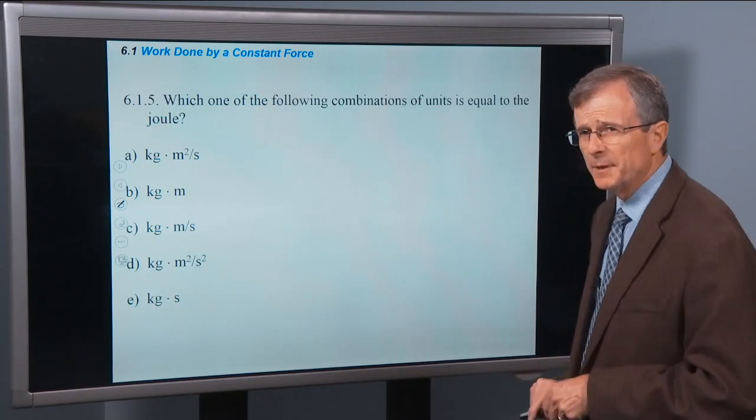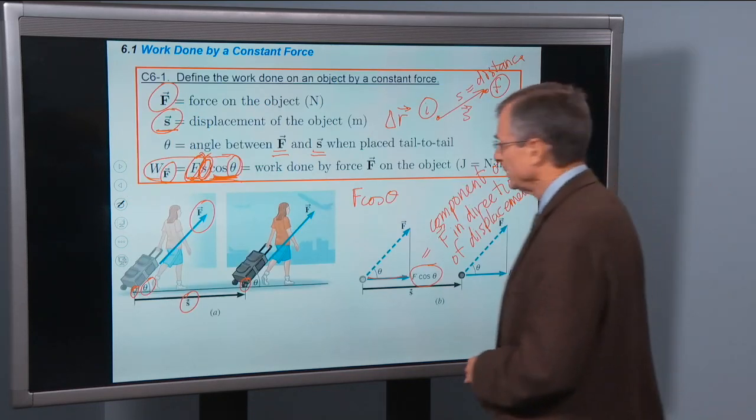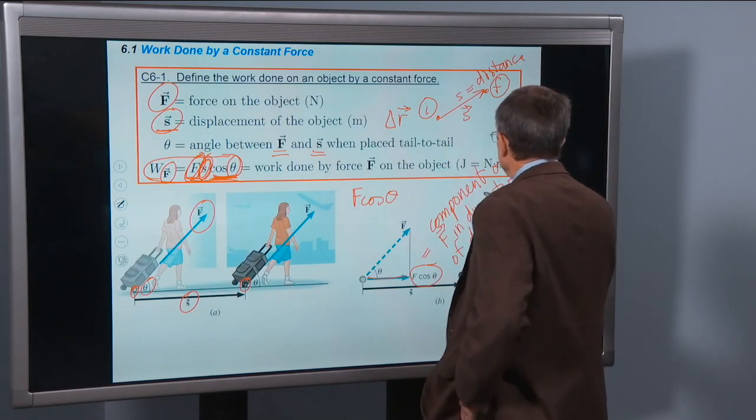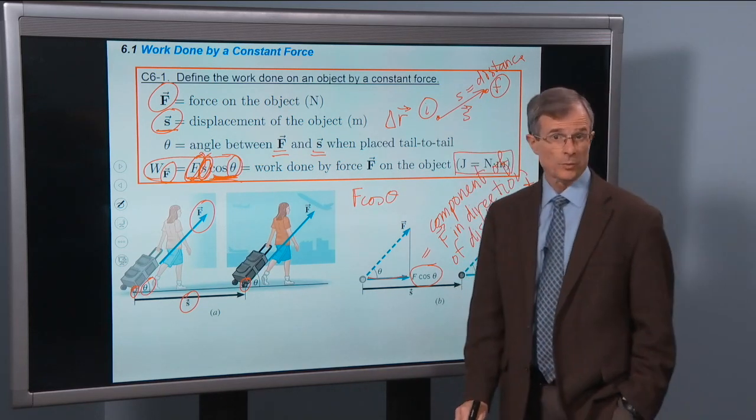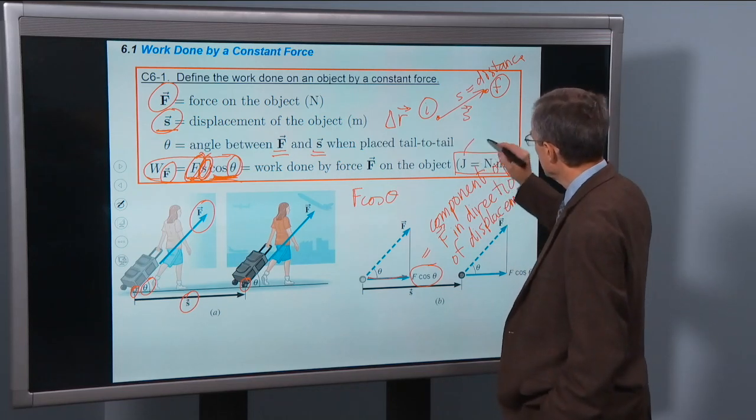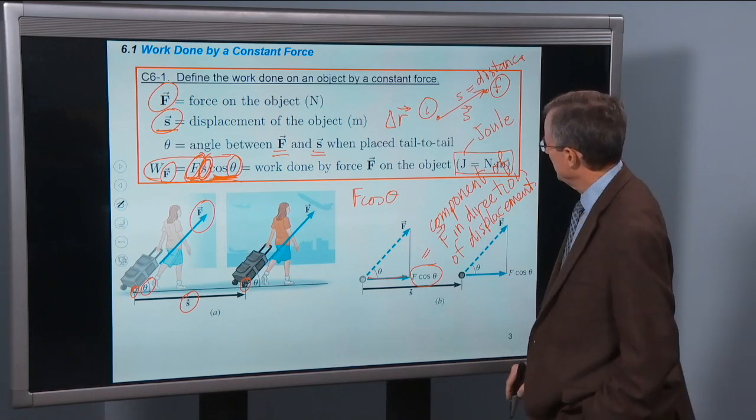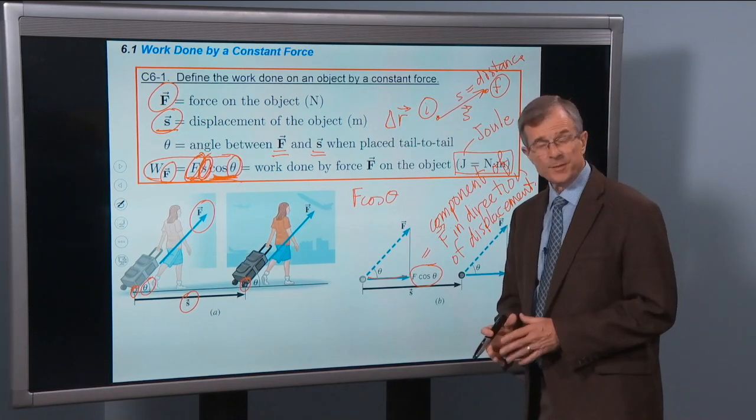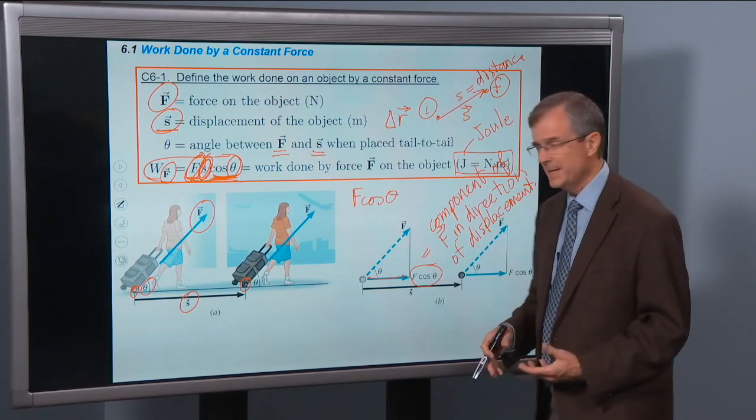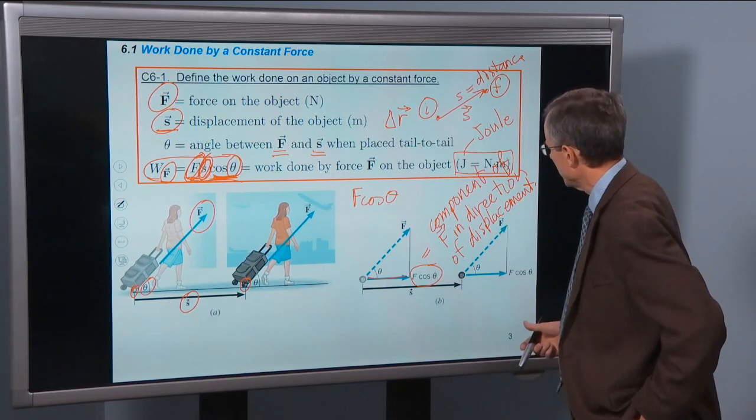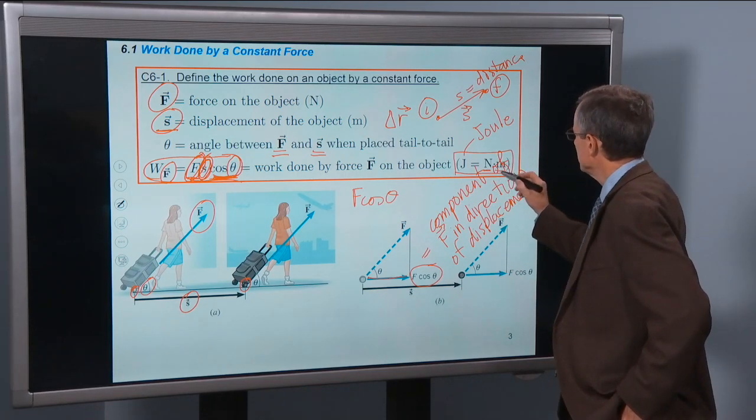Okay, which one of the following combinations of units is equal to the joule? In fact, before we do this question, I'd like to finish this concept, and that is the definition of the unit for the work. The unit is called the joule, named after a physicist that studied work and how it relates to thermodynamics, which we'll talk about later in this chapter. And the joule is defined as a Newton times a meter.